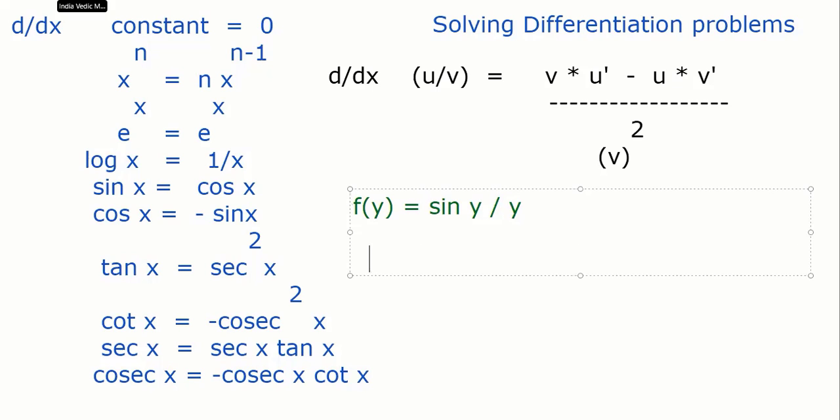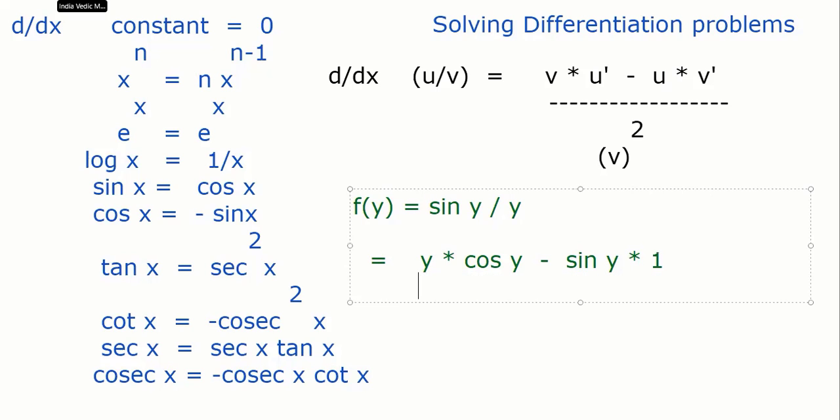So let's start. It's v, so y, times u dash, so cos y, minus u, first function, into differentiation of second function. Differentiation of y is 1. Divide by v square. v square means just the second function square. That's it. y cos y minus sin y divided by y square. Yes, that is the rule. Now we are going to solve problems on that.